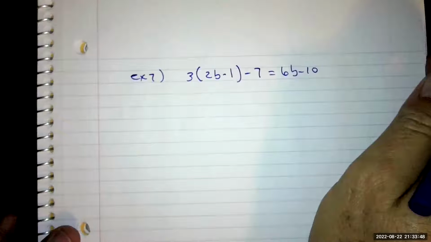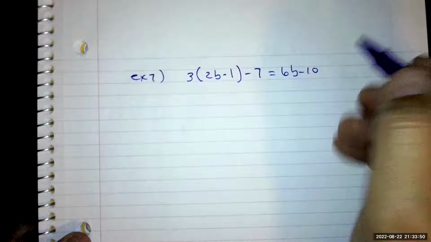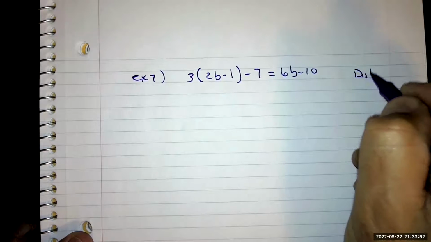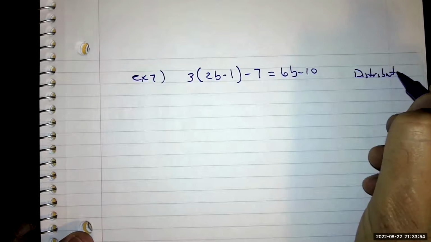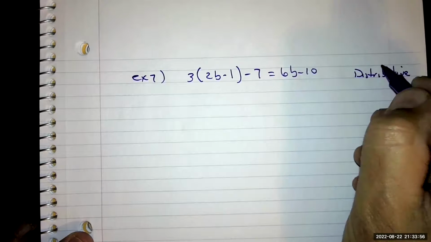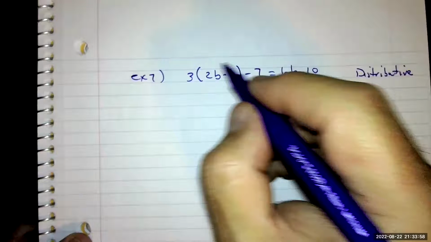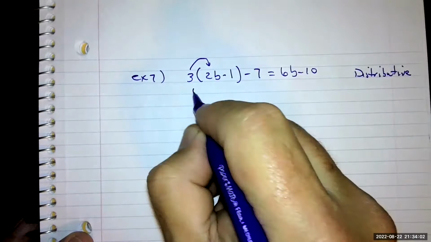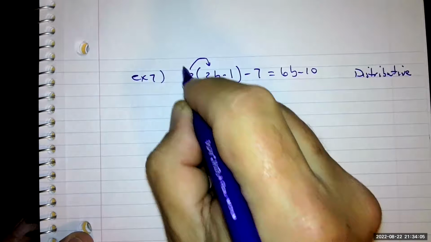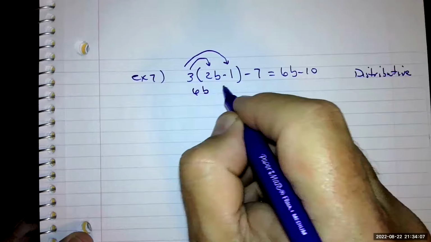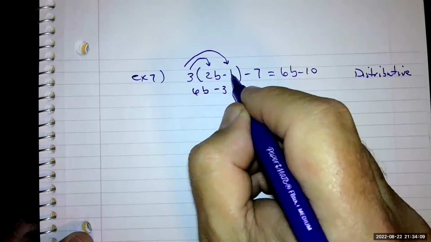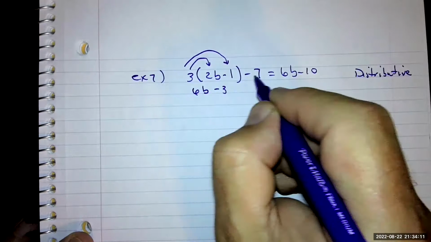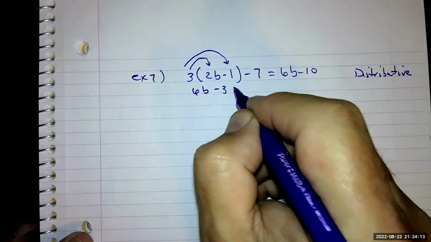All right, so the first thing is I see a parentheses. So I'm going to distribute first. Let's distribute first. And I'm just going to abbreviate. I'm not in a really big hurry to get it looking nice. So here we go. 3 times 2b. So 3 times 2 is 6b. 3 times a negative 1 is a negative 3 because 3 times 1 is 3 and it's a negative. I don't distribute there because it's not inside the parentheses. So we're just going to put minus 7.